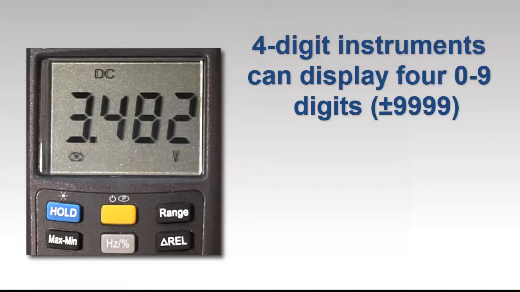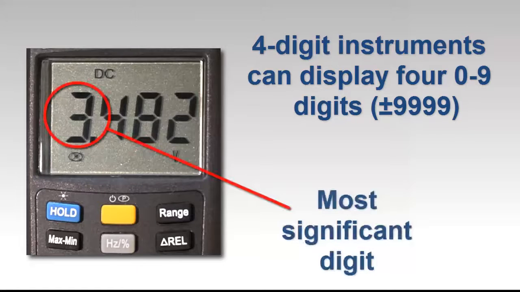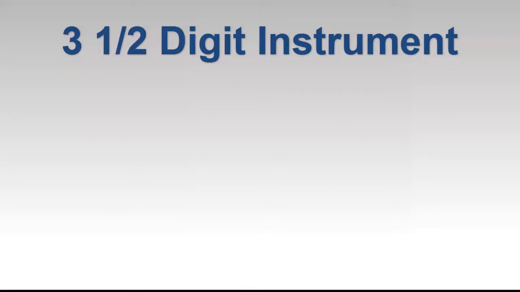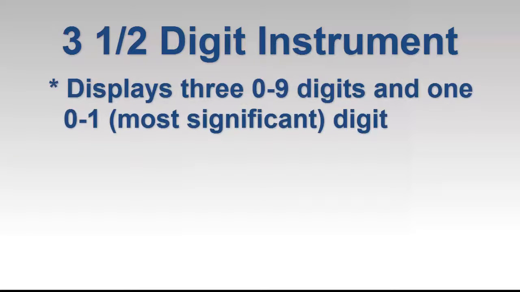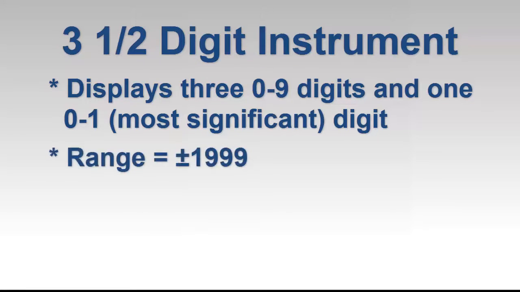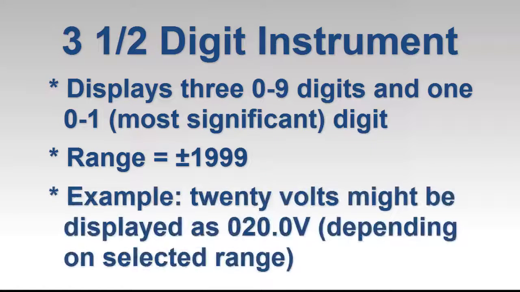This fairly simple concept becomes more complex when the leftmost digit, usually called the most significant digit, cannot display the full range of numbers. For example, a so-called 3.5-digit instrument can display either a 1 or 0 as the most significant digit. Thus, the highest reading this multimeter can display within a single measurement range is 1999. Readings greater than this must be displayed in a higher range, if available. For instance, a reading of 20 volts could be displayed as 020.0 volts, with a decimal point shifted 1 digit to the right.